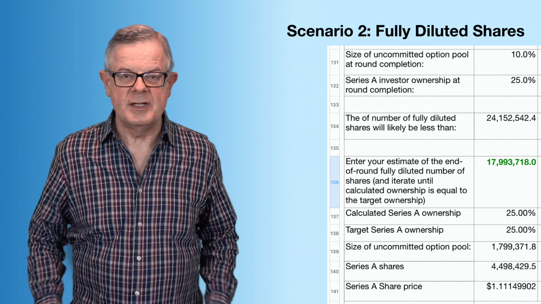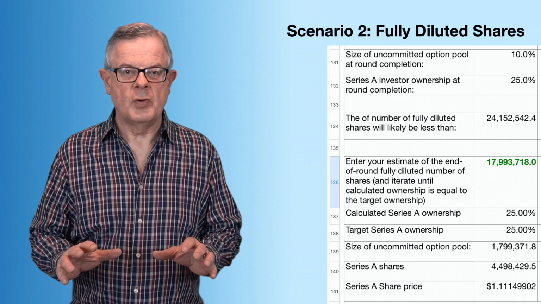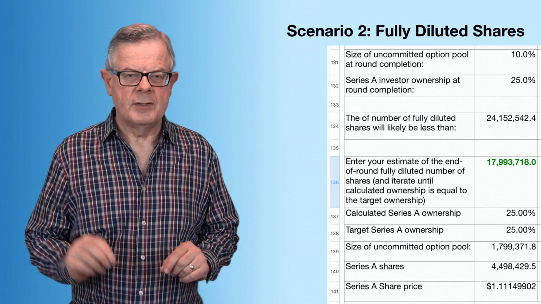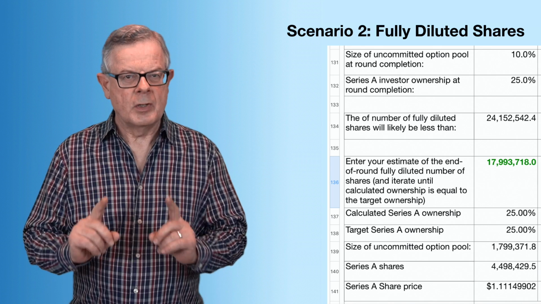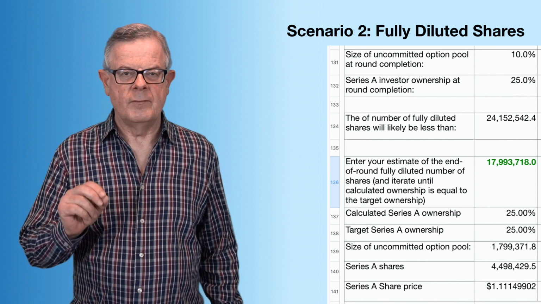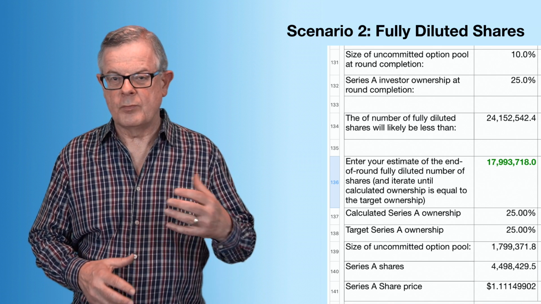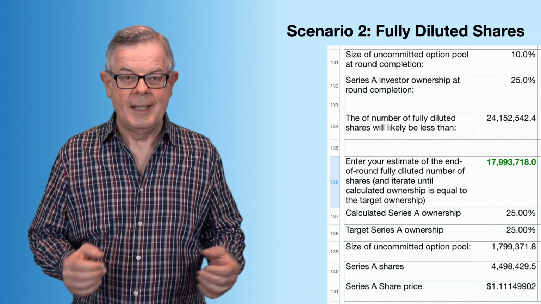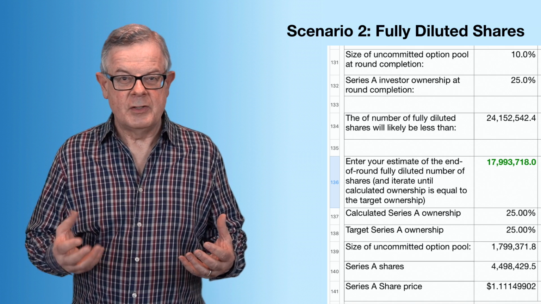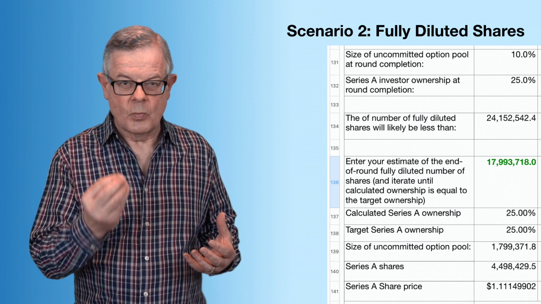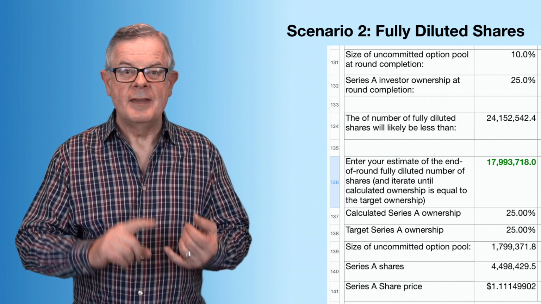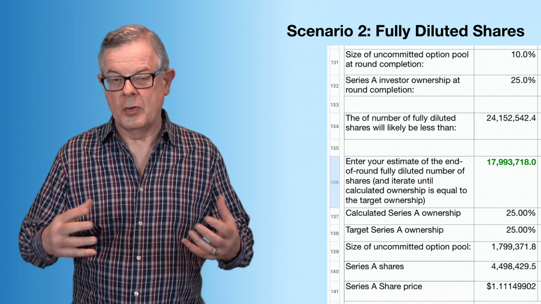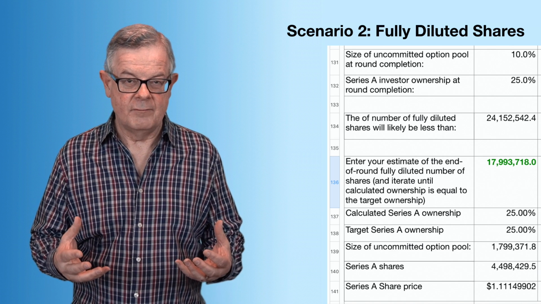In a previous spreadsheet, which had just post-money safes in it, we iterated the price. This time, we're going to iterate the number of shares because when you have both pre-money safes and post-money safes and convertible notes, it's pretty much what you have to do to get to the right optimal answer that gives 25% ownership to the Series A investors.